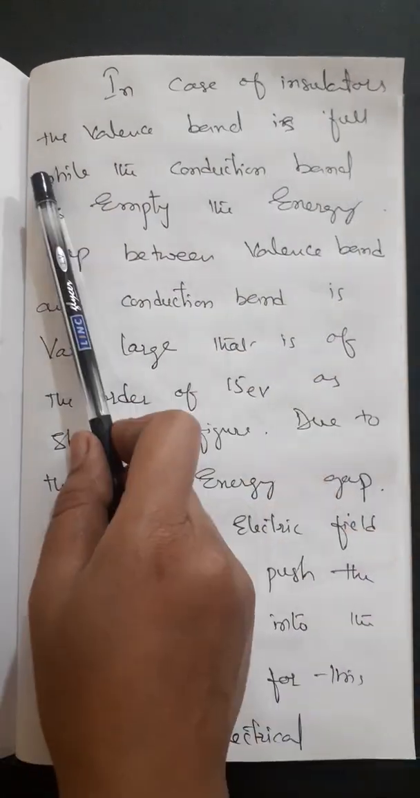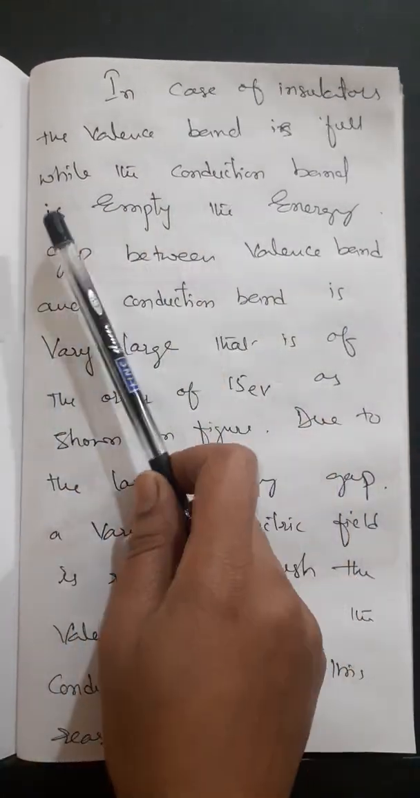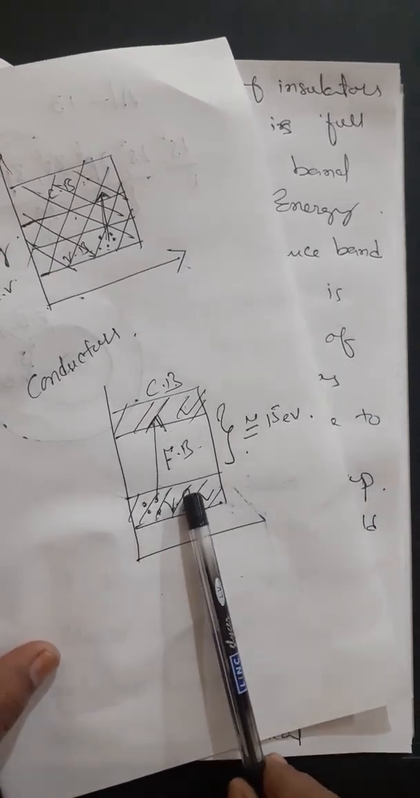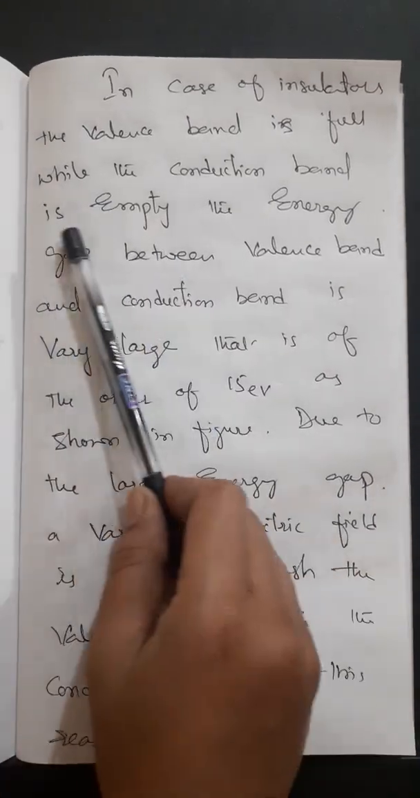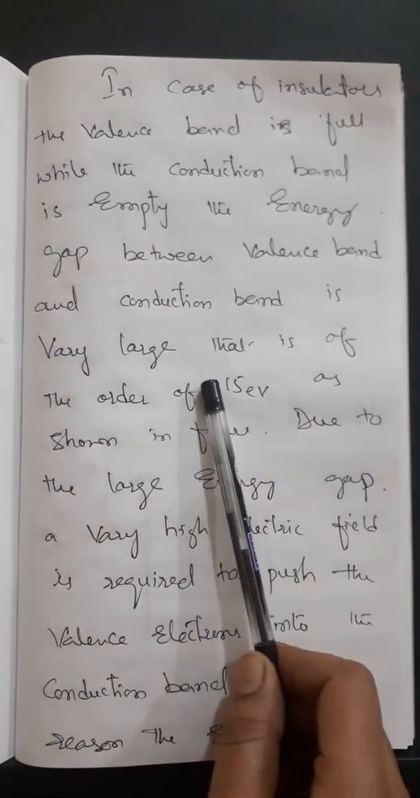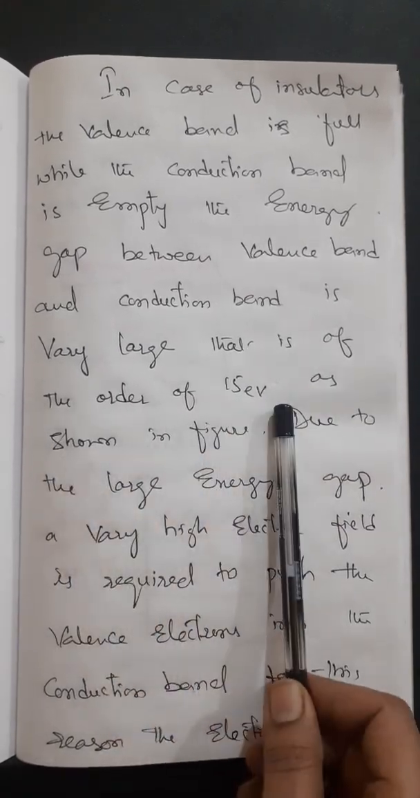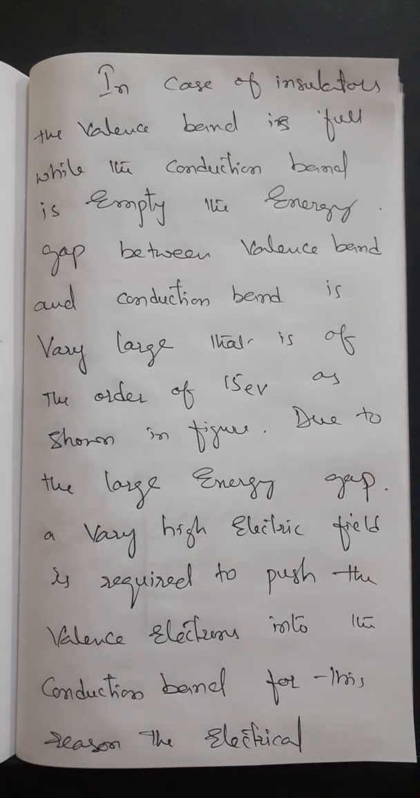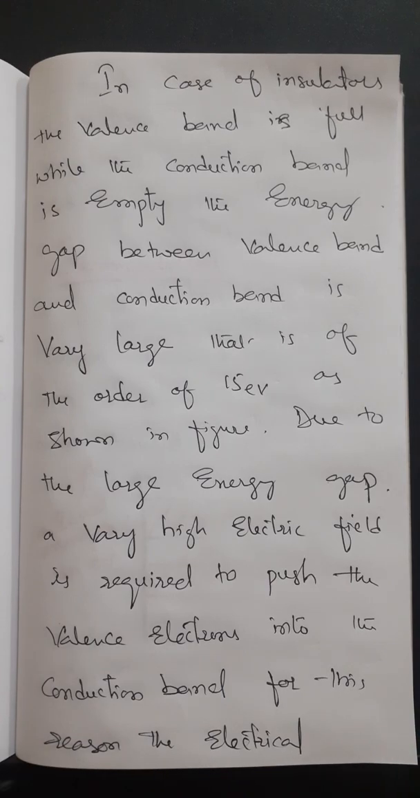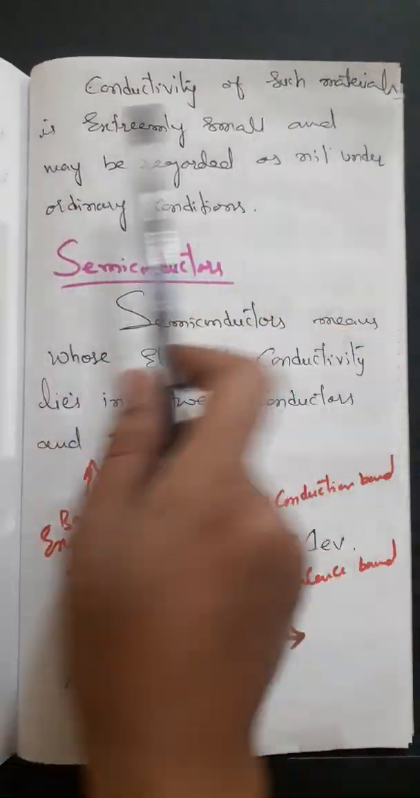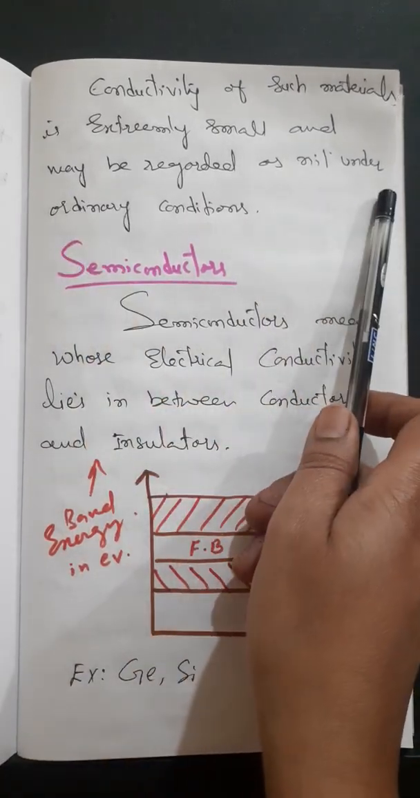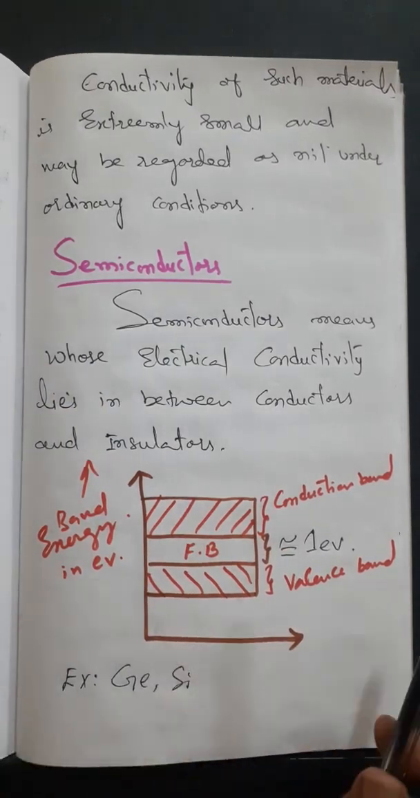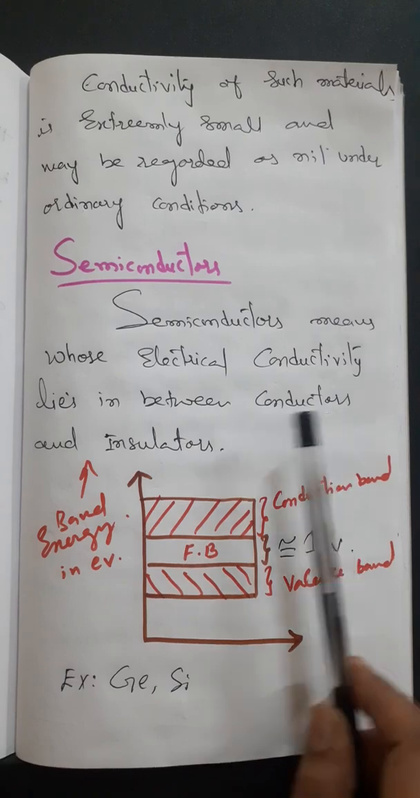Now in case of insulators, the valence band is full while the conduction band is empty. The valence band is always filled with electrons and the conduction band is empty. The gap between them is very large, of the order of 15 electron volts, so a high energy is required to push the electron from the valence band to the conduction band. For this reason the electrical conductivity of such material is extremely small and may be regarded as nil under ordinary conditions.